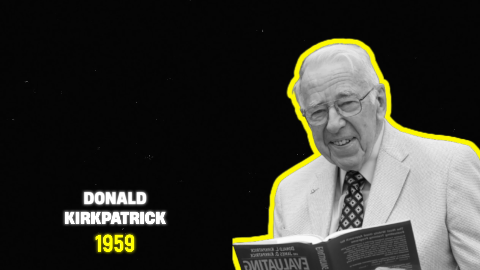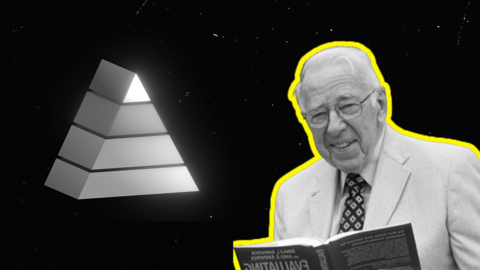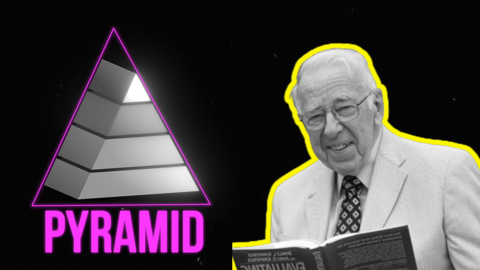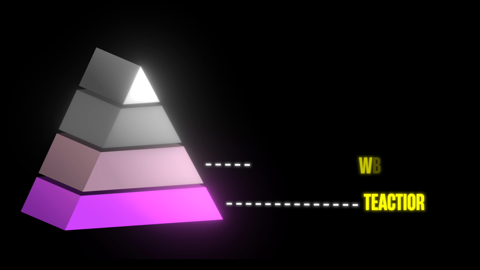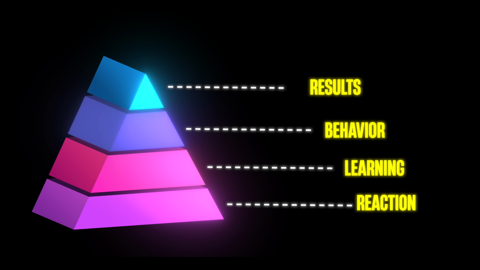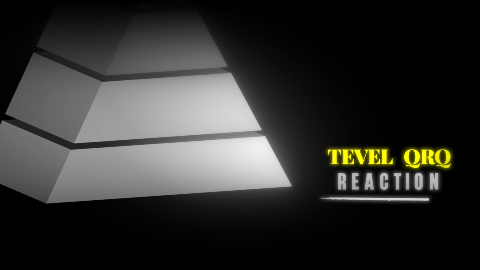It's a simple model developed by Donald Kirkpatrick in 1959 that proposes 4 levels of evaluation for learning projects, often depicted like a pyramid. In order of increasing importance, those 4 levels are reaction, learning, behavior, and results. In this video, I'm going to break down each level and provide you with some practical ways that you can use them. Let's start with level 1.